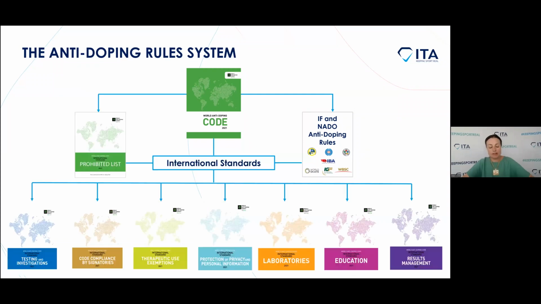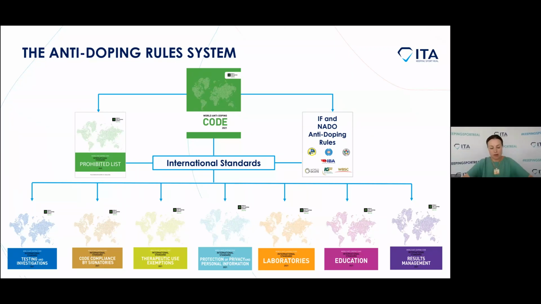The code works in conjunction with 8 international standards, which you can see on the screen here. These are technical documents which define anti-doping programs. There are 7 international standards along the bottom, as well as the prohibited list that can be seen on the middle left of the screen.